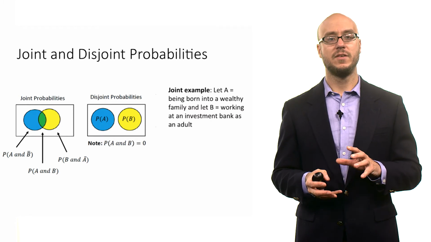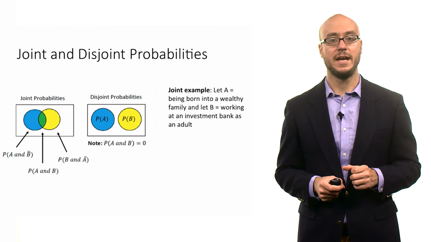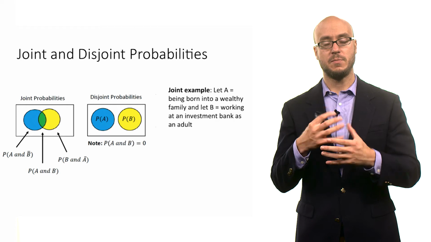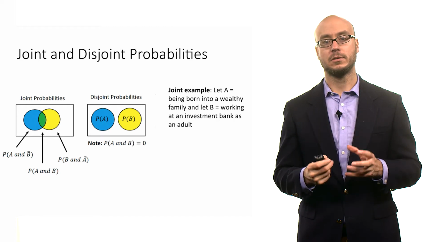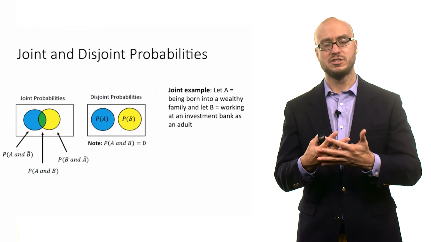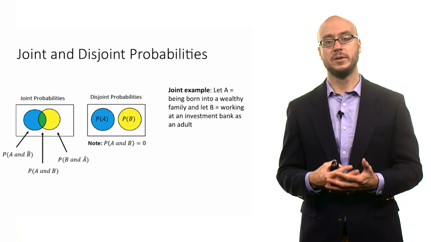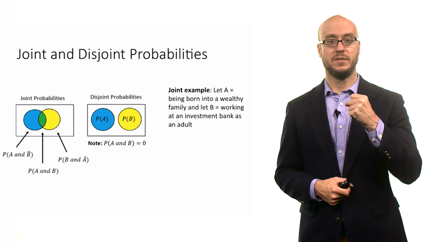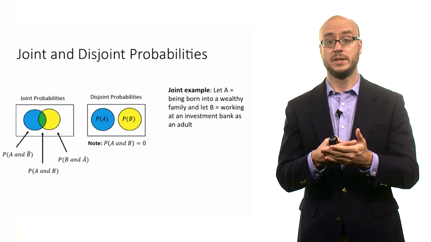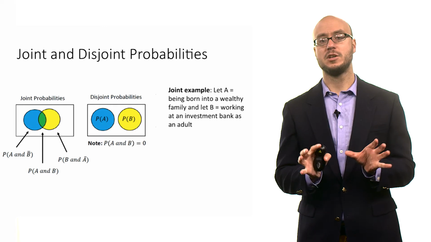So here I've given the joint probabilities and disjoint probabilities for A and B. In this case, the probability of A is given by a blue circle, and the probability of B is given by a yellow circle. If those two circles overlap in a Venn diagram, then those are joint probabilities, meaning the probability of event A and the probability of event B have a joint probability. They can occur at the same time. If they don't overlap, there is no joint probability.